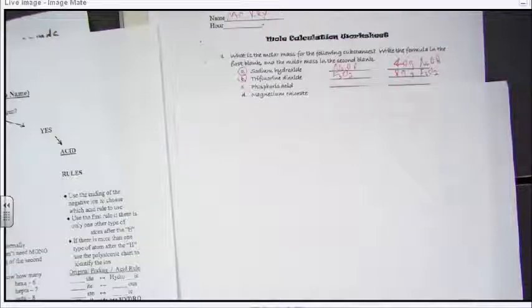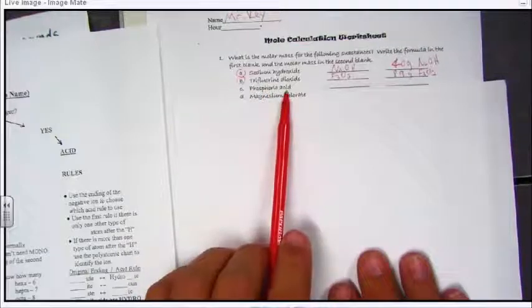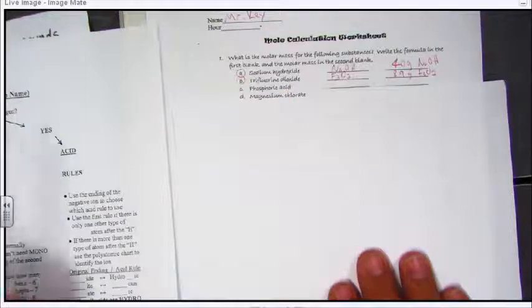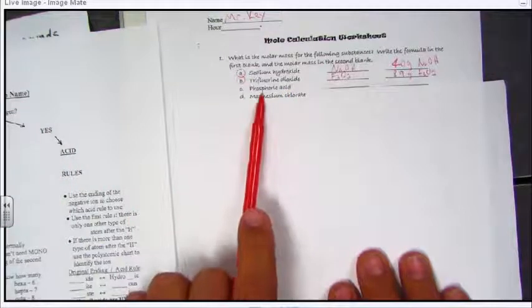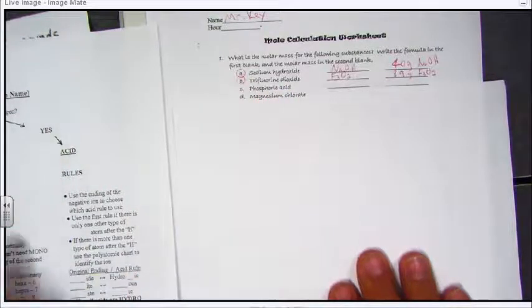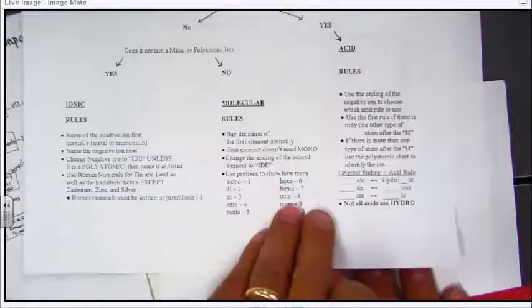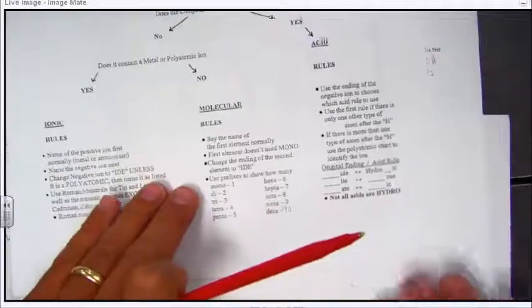Moving on to Part C. Part C, we start with phosphoric acid. This one's going to make me have to get out a different chart because I'm not familiar with the formula for phosphoric acid. So I'll get out the compound flow chart that helps me with the rules.